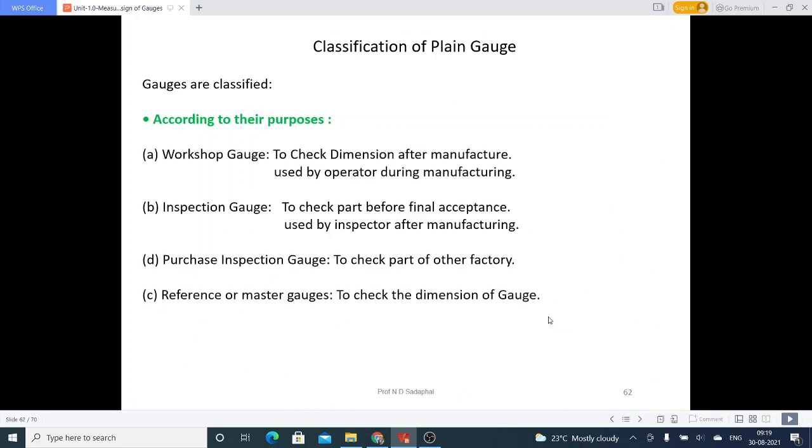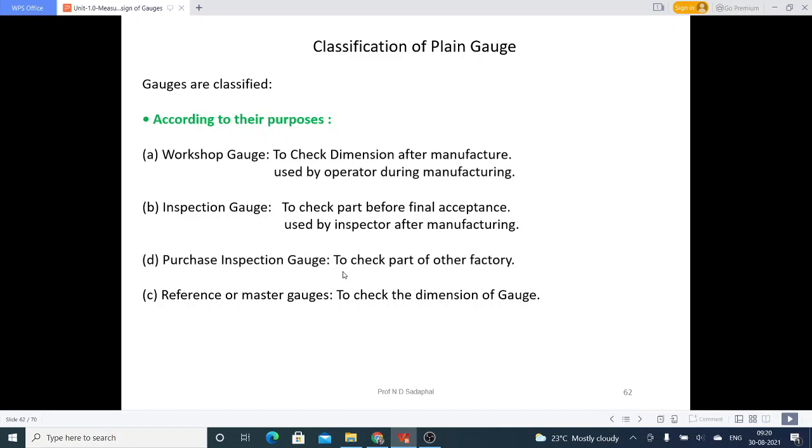Now there are different types of gauges which are used according to their purpose. First type is the workshop gauge, to check the dimension after manufacturing. That particular gauge is called a workshop gauge. Generally they are used by the operator during manufacturing. Second, the inspection gauge is there, to check the part before final acceptance. Generally the inspector who is doing measurement in the quality control department uses that inspection gauge.